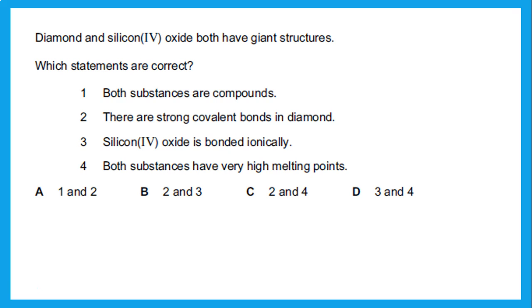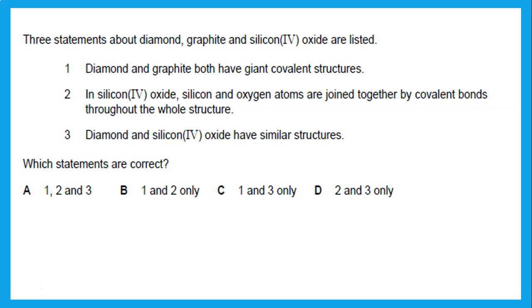There are many strong covalent bonds in diamond. Yes, that is correct. Silicon dioxide is bonded ionically. Is silicon dioxide an ionic compound? No. We said it's a giant covalent structure, just like diamond. Both substances have very high melting points. Yes, because both of them are giant three-dimensional structures. So which ones were correct? Statements 2 and 4.